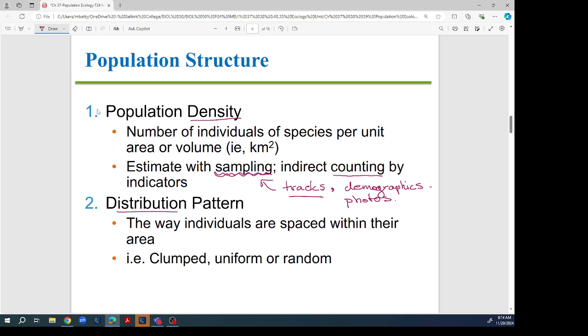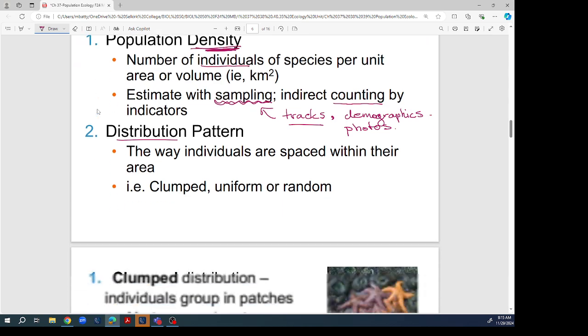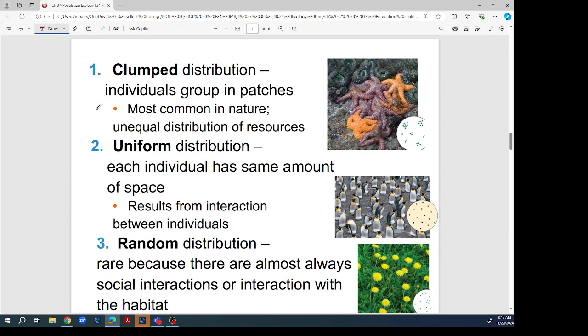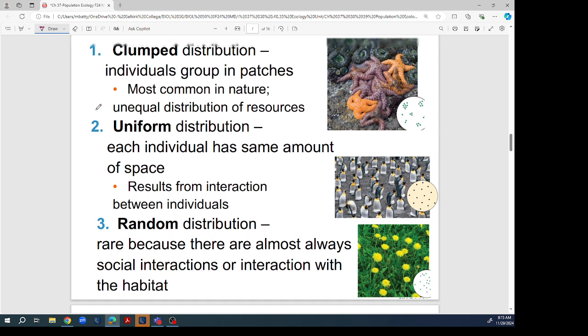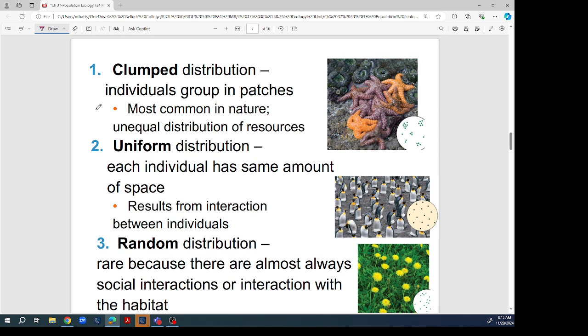So what they're trying to generate is how many individuals in a given area. And so this is that density, the number per area. The distribution is also interesting, and different populations have different patterns. And most of it is dependent on their interactions with each other and the habitat that they live in. So these examples are the ones from the textbook, but I don't know that I really connect with penguins all that much. It's certainly not a Canadian example. So the most common is a clumped distribution. So these are patches of organisms.